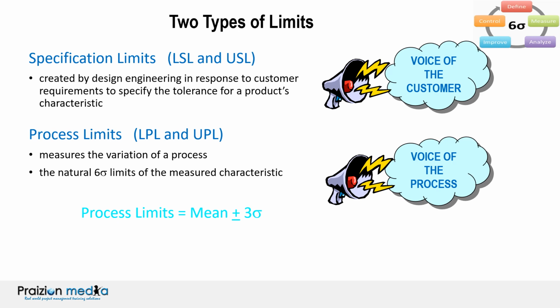Two types of limits we talked about. This one is the voice of the customer. This talks about what the customer wants. I would present it again. It is the same concept in a different way, just to hammer in what you need to learn here. Okay, so this one is VOP and this one is VOC.